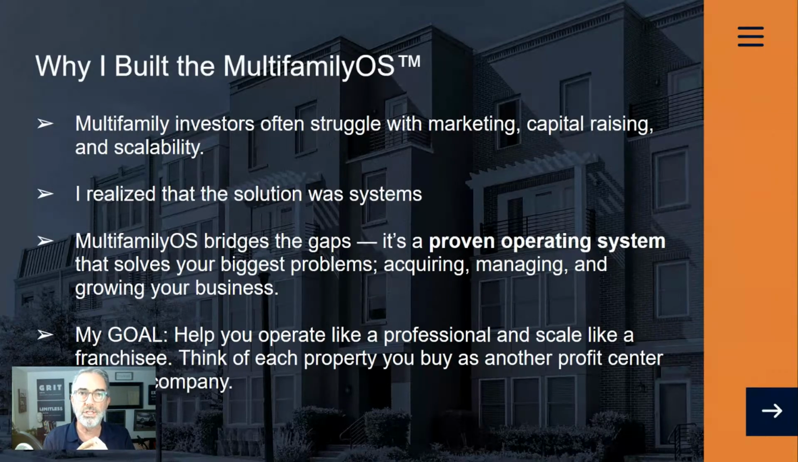What I want you to always think of is that each property you buy is another profit center for your company. Now, McDonald's franchisees don't make millions on one store. They might, but chances are the margins are so tight. The way they make their money is by buying up other franchises and building new properties and new restaurants. That's how you get to be rich in the franchisee business. And that's the way I want you to think about multifamily investing.